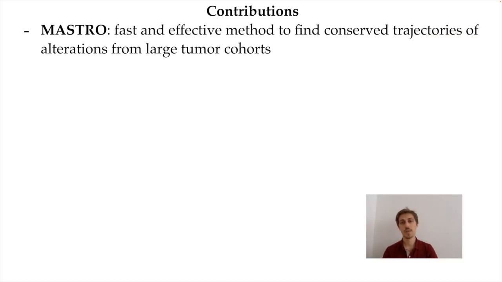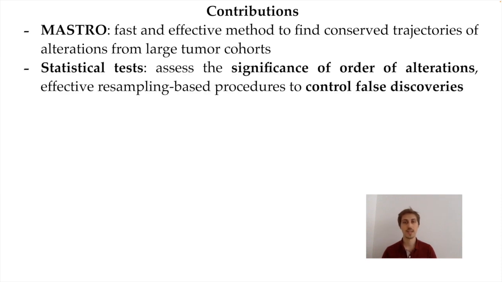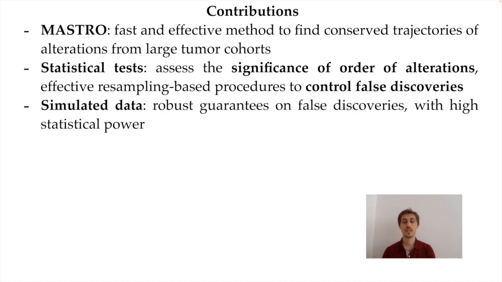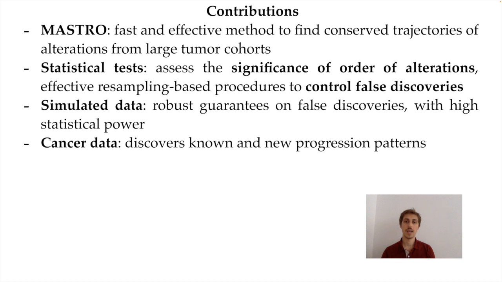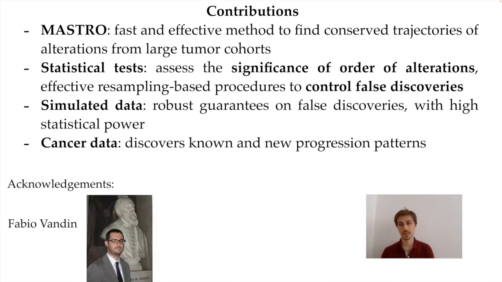So to conclude, Mastro is a fast and effective method to find conserved trajectories of alterations from large tumor cohorts. It is based on new statistical tests to assess the significance of the order of alterations and effective procedures to control false discoveries. In simulations that we show in the paper, Mastro is robust against false discoveries while achieving high statistical power, and on cancer data it allows to discover known and new progression patterns.